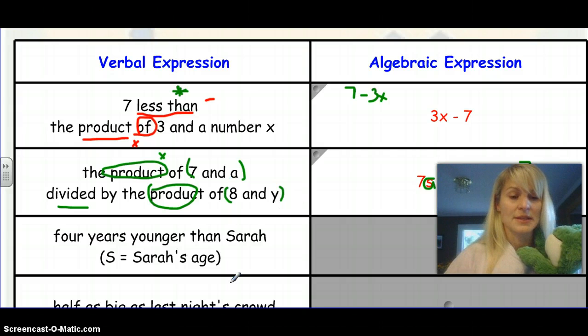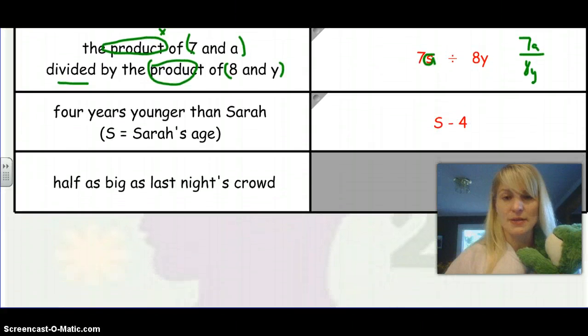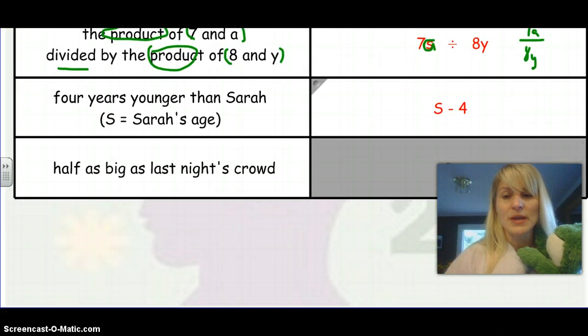Okay, let's look at the next one. 4 years younger than Sarah, use S as Sarah's age. So again, pause the video and see if you can come up with the algebraic expression for this one. Okay, so we know we're going to use S, and it should be 4 years younger than Sarah. So that would be S minus 4. So that one was really easy.